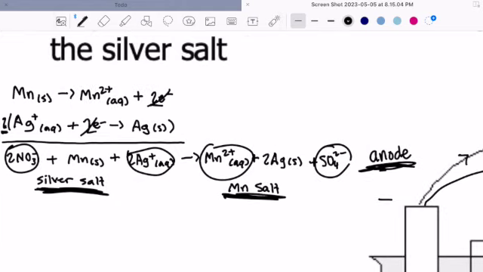Now the 2NO3- and the 2Ag+ make the silver salt, and the Mn2+ and SO4 2- make the manganese salt.